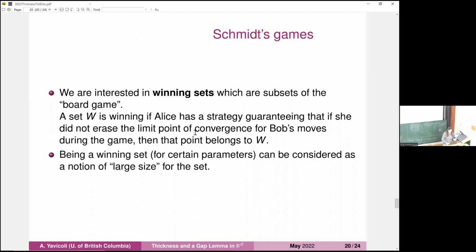And we are interested in winning sets that are subsets of the board game. So subset here. And we say that a set W is winning if Alice has a strategy guaranteeing that whatever Bob plays, Bob is going to continue zooming in, and Alice is going to continue erasing inside the place Bob zoomed in. And she can ensure that she erases the complement of the set there. So the limit point of Bob's moves belongs to the set W.